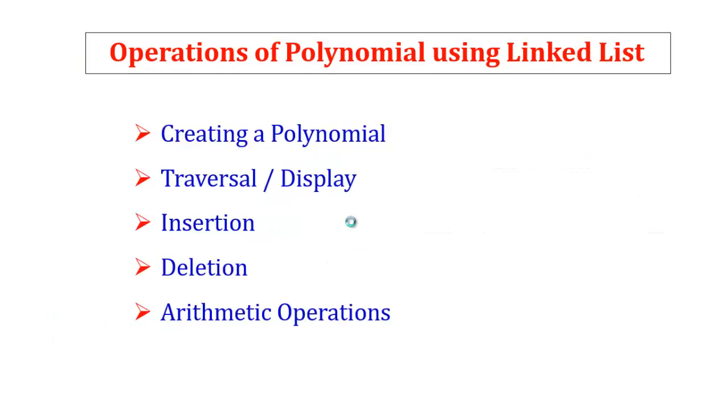These are the various operations of polynomial using linked list. First one, creating a polynomial, and then traversal, that is displaying all the elements present in the polynomial, and then inserting a node at first, last, middle, and deletion of a node at first, last, and middle. And using the polynomial we can do arithmetic operations: addition of two polynomials, multiplication of two polynomials, division of two polynomials, subtraction of two polynomials, and so on. That is called arithmetic operation using linked list.